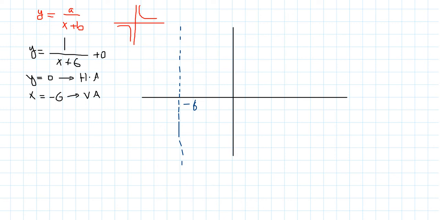Now, according to your knowledge, you should draw it. These are your new axes. So y equals 0 means the x-axis, and x equals minus 6 will be your new axis. Now I try to draw it. You should be careful that the graph cannot intersect with the asymptote. Easily I draw it. Let's go to the next example.